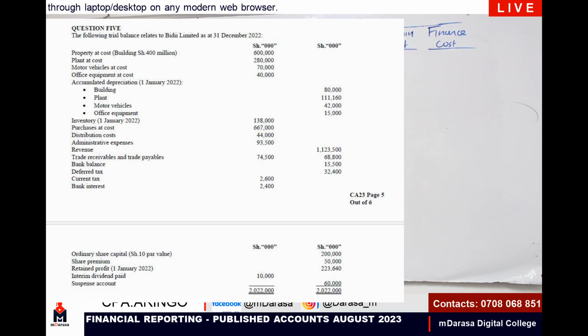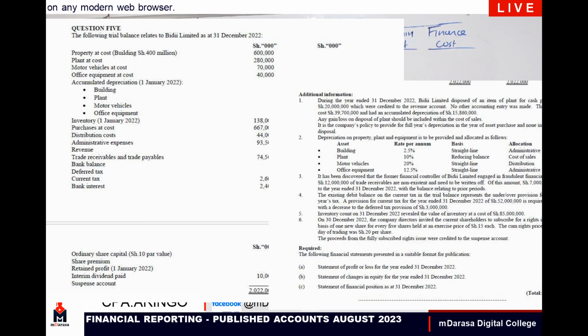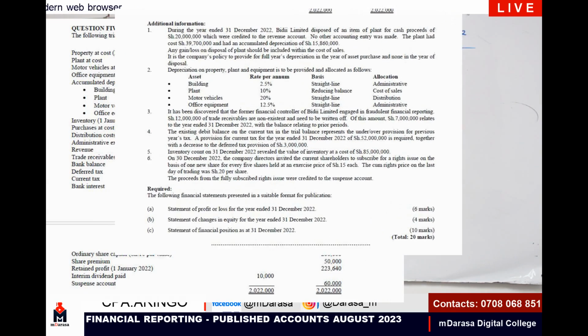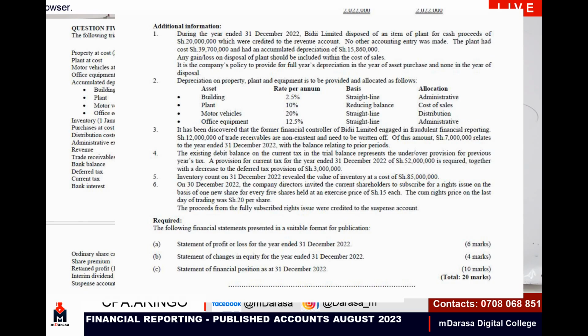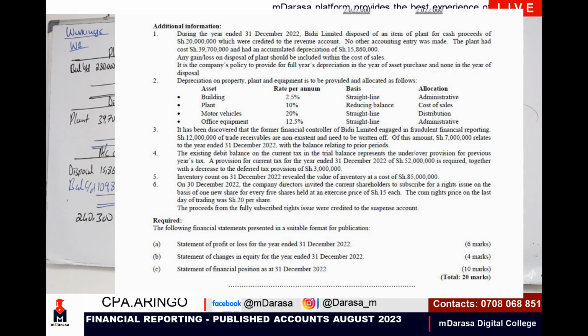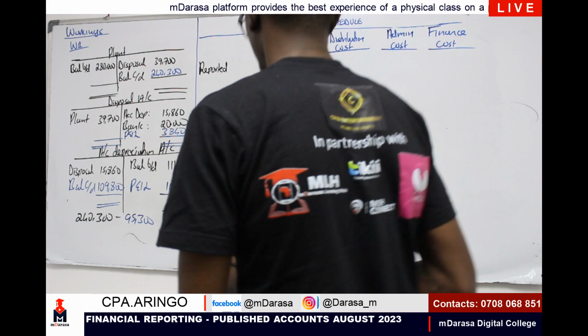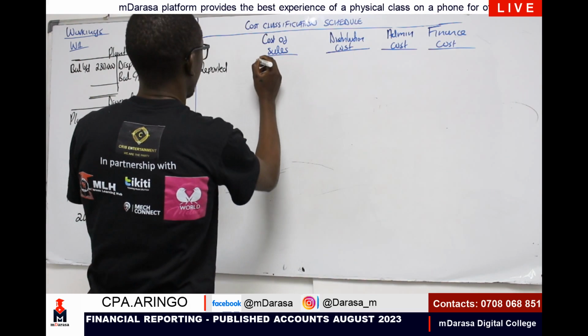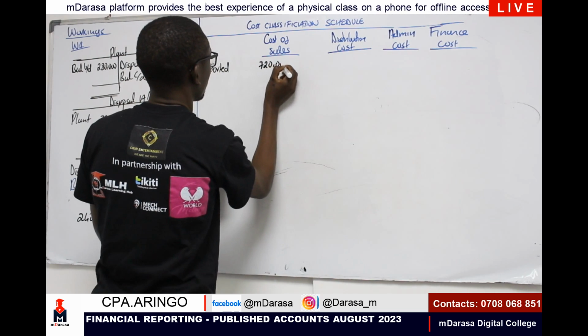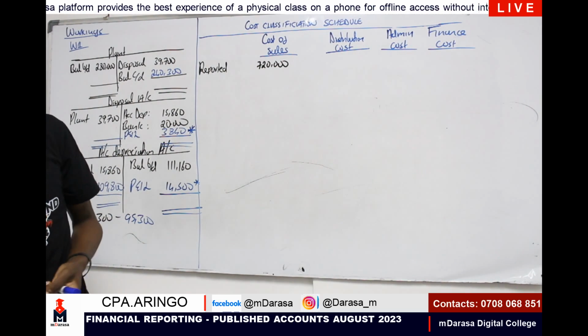right? You less your closing inventory. Remember we had looked at it here. According to our analysis, closing inventory amounted to 85. So minus 85. So I'm having a figure of 720. Just follow that procedure: you take your opening inventory, you add your purchases, you less your closing inventory. We get 720,000 there. As simple as it is, right?